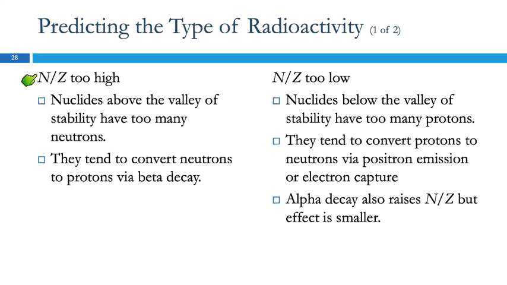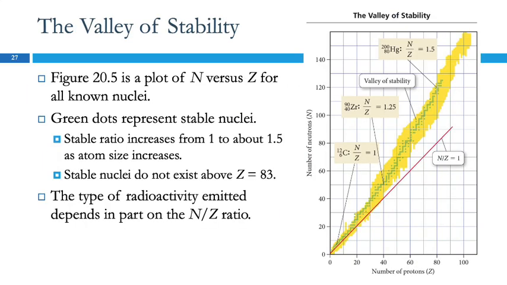So if the N to Z ratio is too high, I forgot to mention, this little area is called the valley of stability. So you could think of that as, this is hills or mountains, and this is where the river is down the middle. That's the valley of stability. That's what they call it.